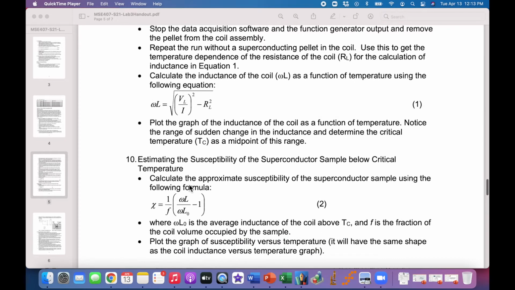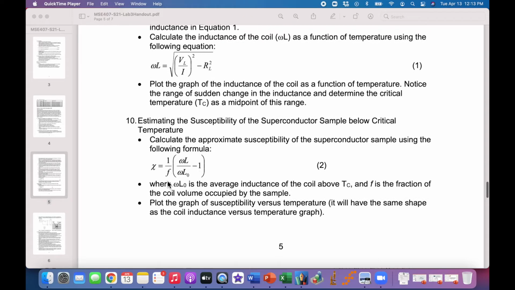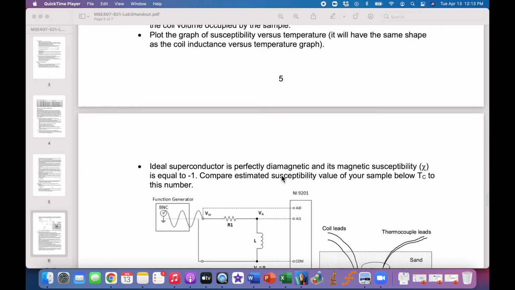And then there's also susceptibility, which is the name of this unit, which is actually approximated with this formula. We look at the inductance at a point over the inductance above TC, so the average inductance above it. And then we also have to estimate the fraction of the coil volume. These are important things to look at, because susceptibility tells us some information about the superconductor, because an ideal superconductor will have a magnetic susceptibility of -1. So it basically completely expels the magnetic field within it.